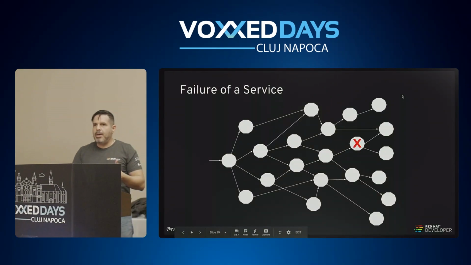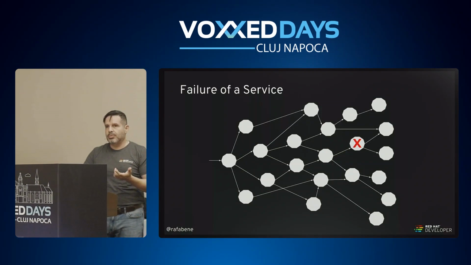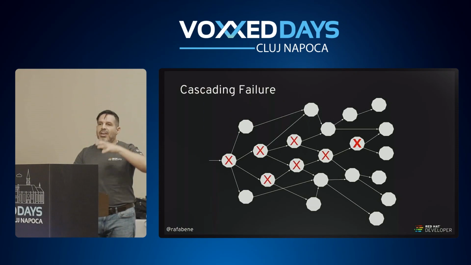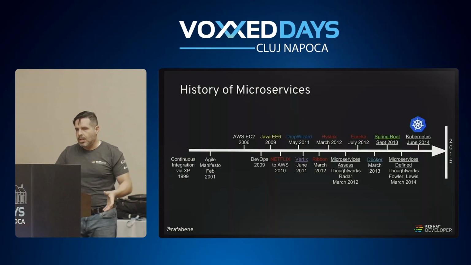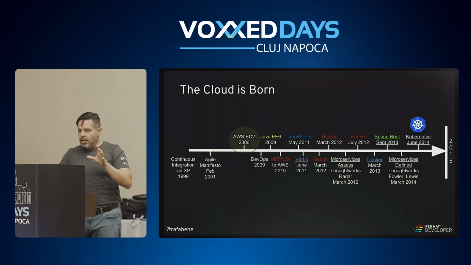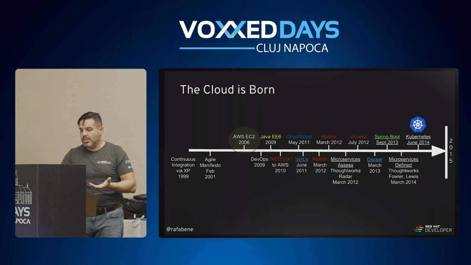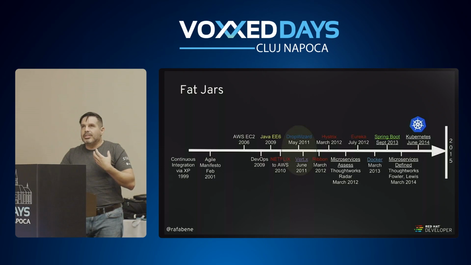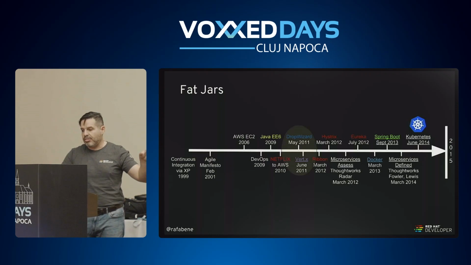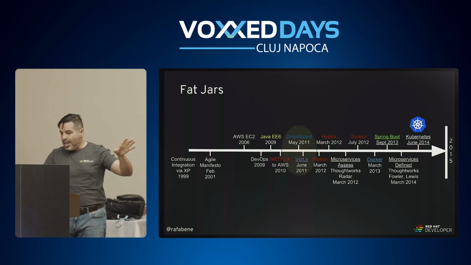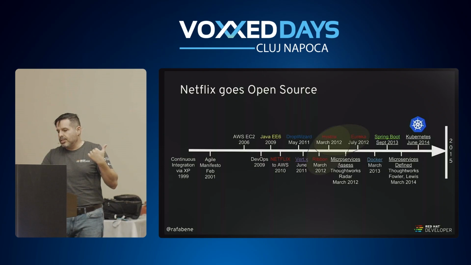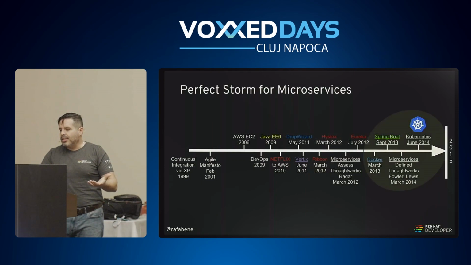Imagine the following situation. Imagine that you have a failure on one of these services. What we don't want is to have a cascading failure, right? We need to avoid that. And let's think about the history of microservices. In 2006, Amazon EC2 came to life, so the cloud was born in 2006. In 2011, we had the start of fat jars with Dropwizard and Vert.x. Fat jars came in 2011, but became very popular now with Spring Boot. And then Netflix went open source in 2012 with the release of Ribbon, Hystrix, Eureka. And finally, we have everything together.